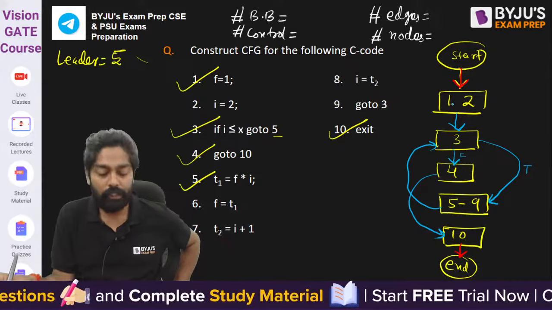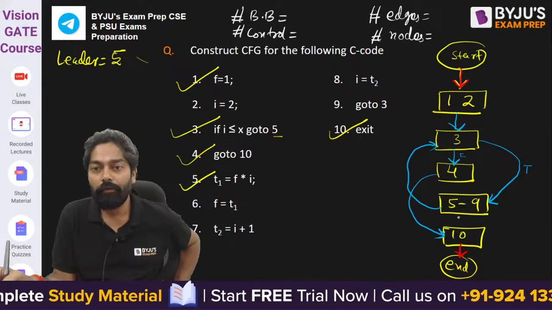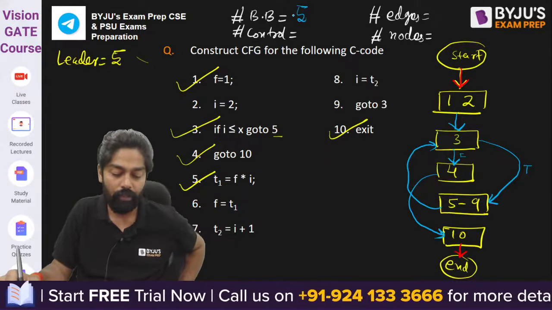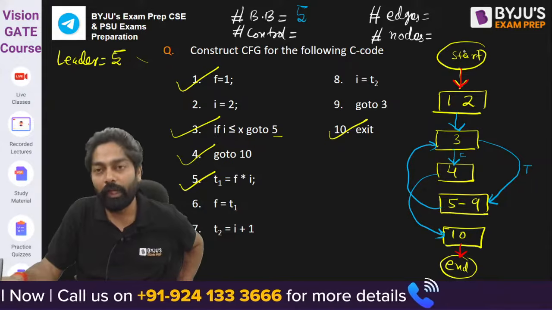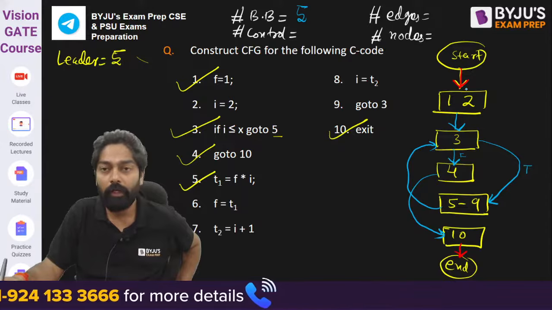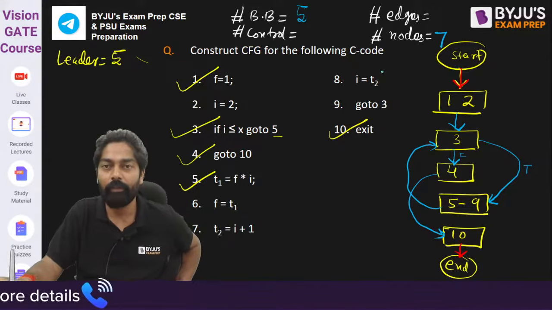So basic blocks, you can see clearly: 1, 2, 3, 4, 5. So we have 5 basic blocks. Now the number of nodes. You can count all the nodes. Generally if they ask for nodes, we have 5 basic blocks plus 2, that is 7. So 7 is the number of nodes.